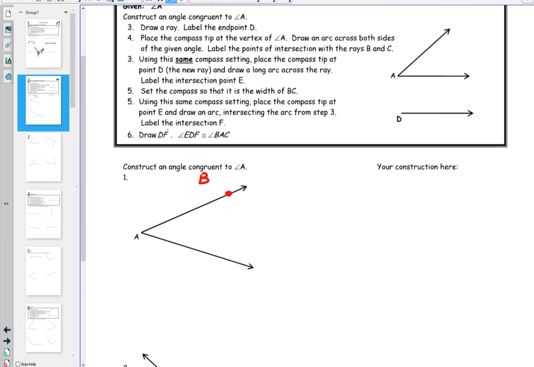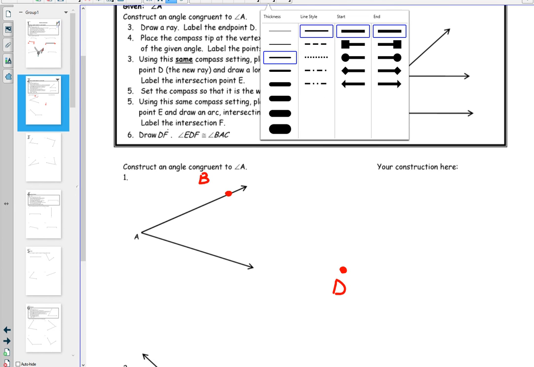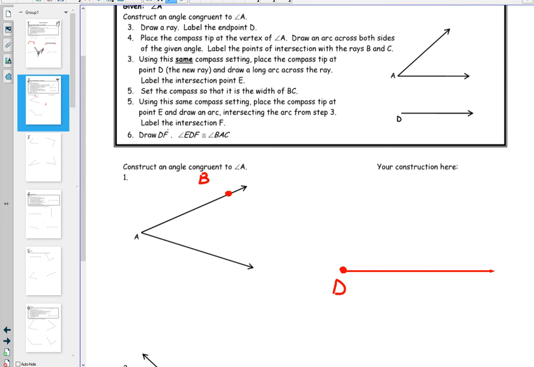Okay, so you're gonna start off by drawing a ray. You're gonna get your straight edge, and you're gonna put a point and call it D. And then just draw a ray. Does it matter how long it has to be? Just put a point, call it D and draw. Yeah, I would just make sure it's at least roughly as long as the one that you see here. It doesn't have to be exact.